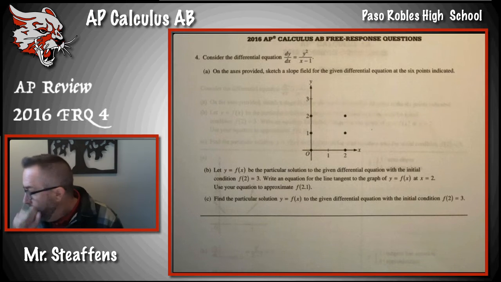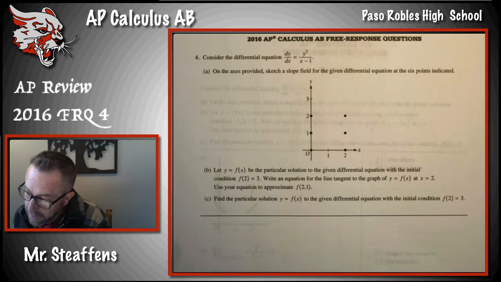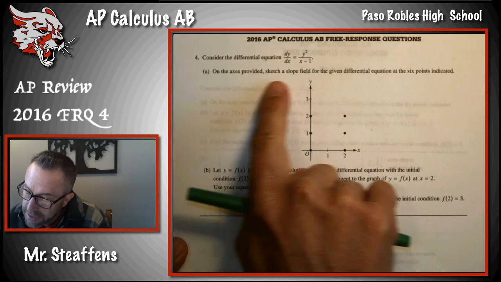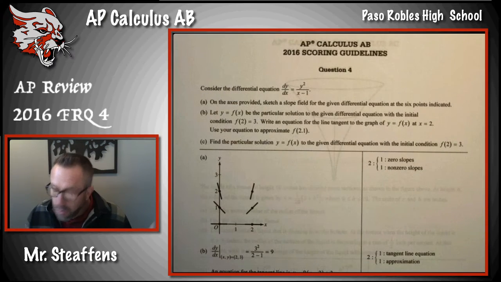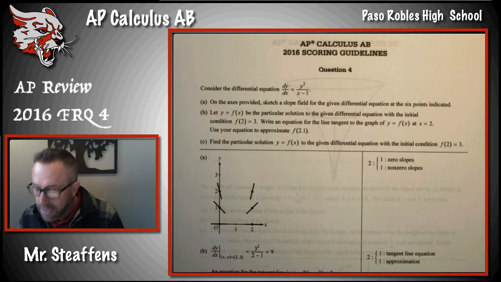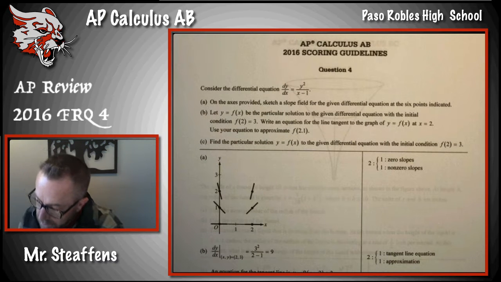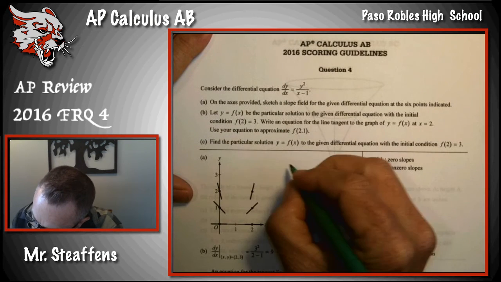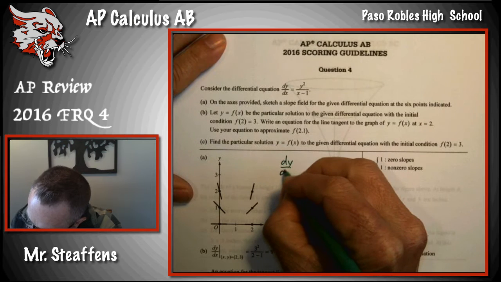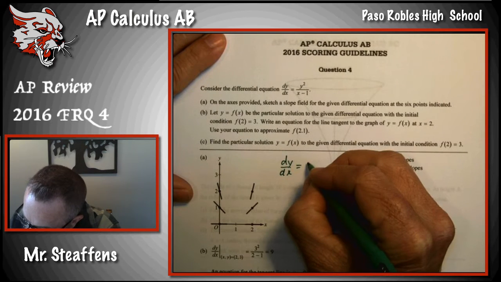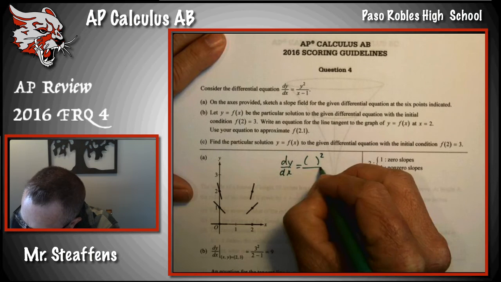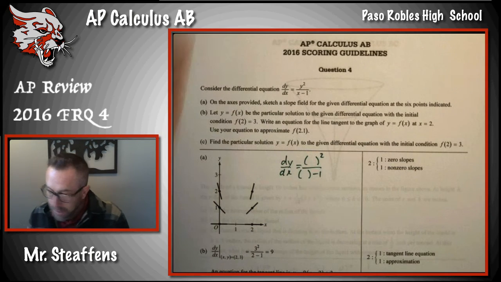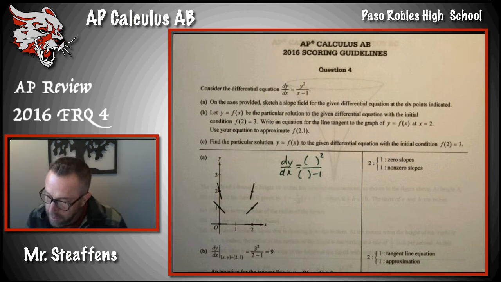This is what this problem would look like. It says on the axis to sketch the slope field. Cool. There's only 6 points, so all I've got to do is plug them into this dy/dx equation. If dy/dx is going to equal the y value squared over the x value minus 1, then I'm just going to plug my points in.